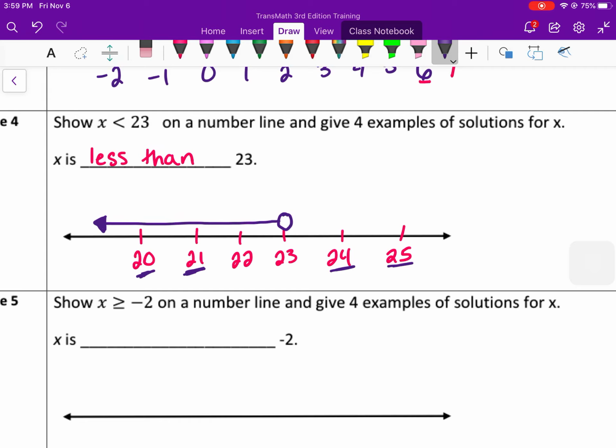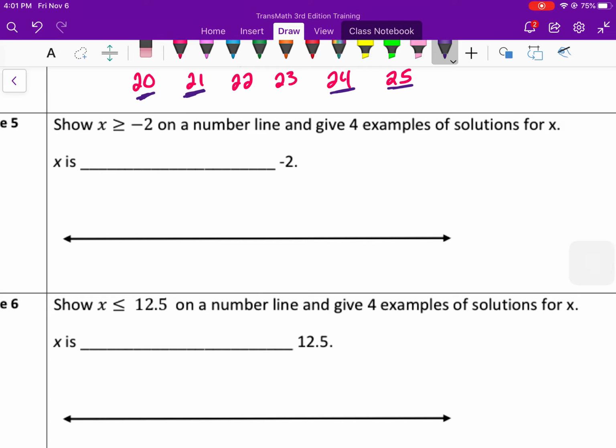And so for solutions, it could be 22. You could have a solution in between here like 20.5. That's less than 23. You could have 0 is less than 23. Anything to the left of 23. Negative 10 would be another example. But you cannot have 23, because 23 would not be a solution, because 23 is not less than 23. 23 is equal to. That's why we leave our circle there open.